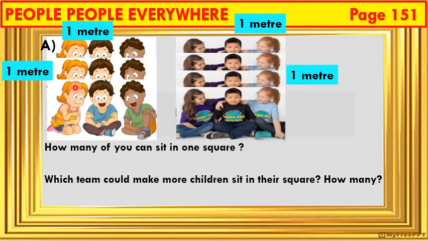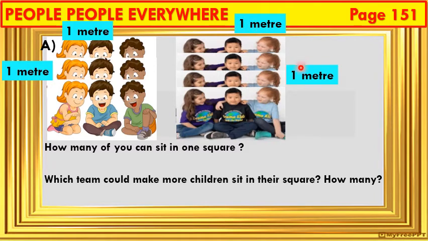Exercise. This is a game. Children, you can play this game on a ground. First of all, make two squares of area 1 square meter each on the ground. That is, length is 1 meter and breadth is also 1 meter. So area will be length multiplied by breadth. That is 1 multiplied by 1. 1 ones are 1 square meter.